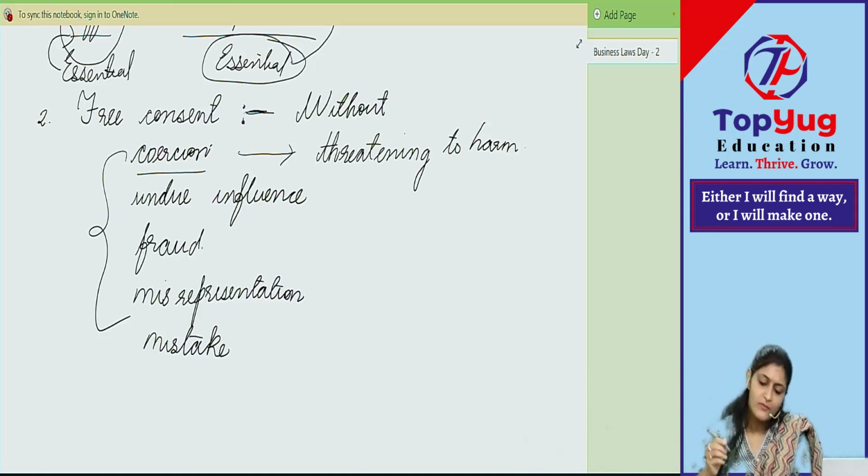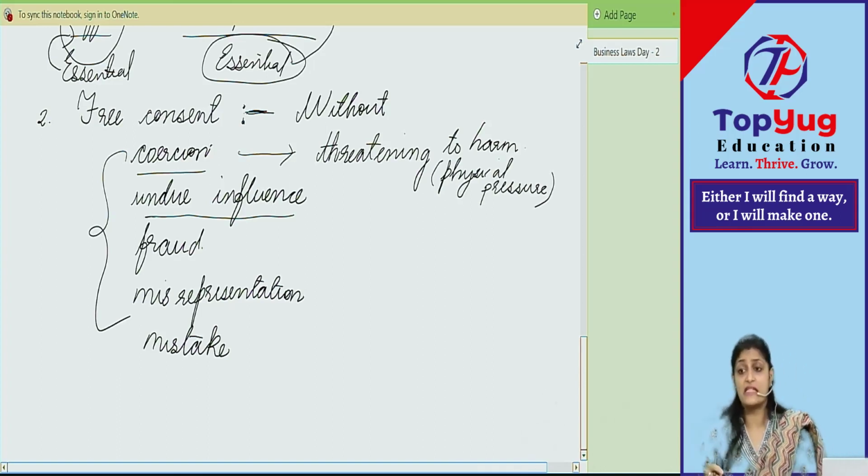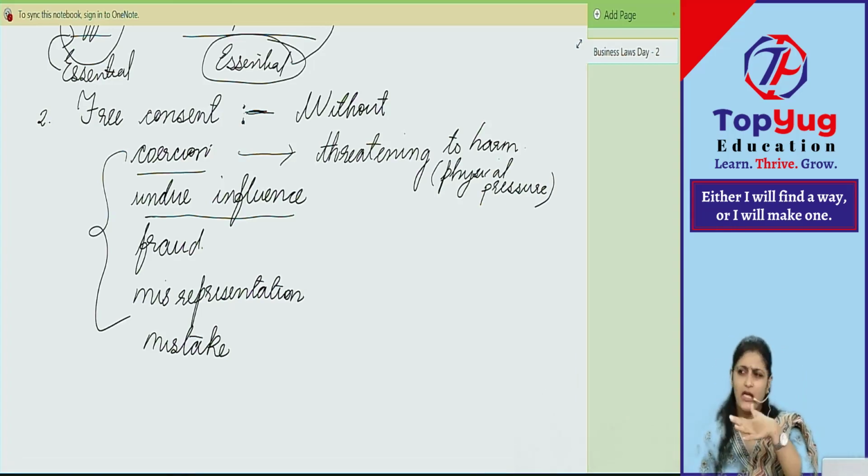Undue influence. Undue influence means what? See, another name for coercion is physical pressure. Physically you're harming someone. Physically you're pressuring someone. In detail again we'll see. Don't worry if you don't understand. If you understand a little bit also, that is fine. I just hope you have understood it. In depth we'll see in your third unit also.